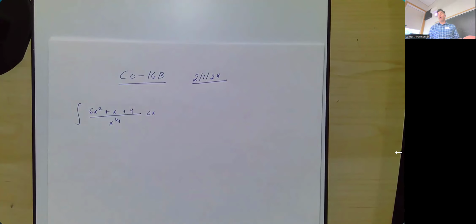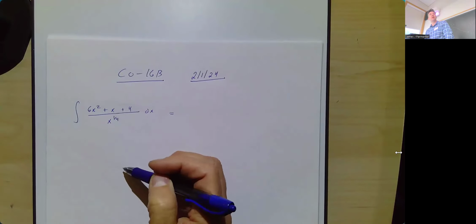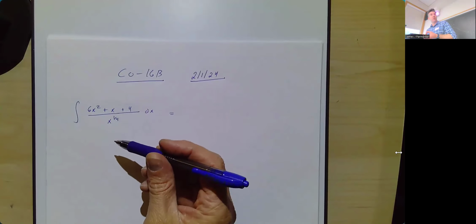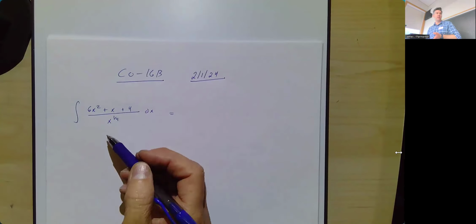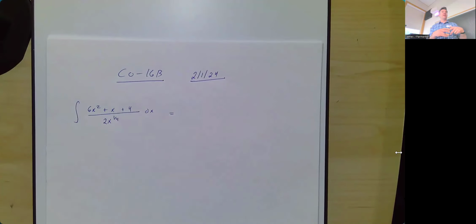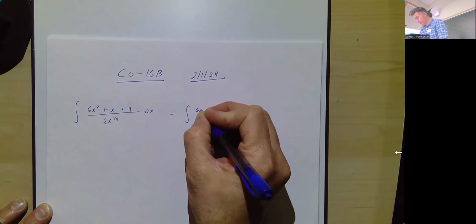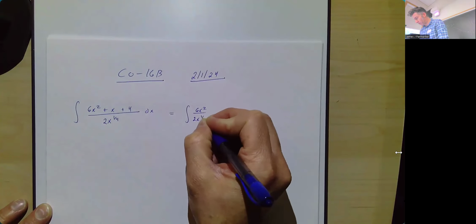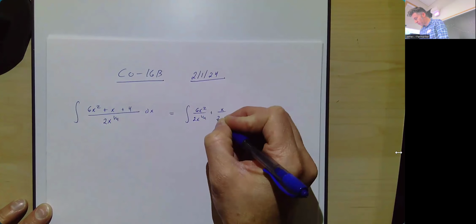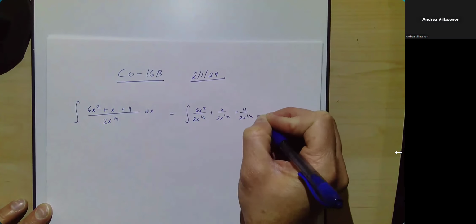I would first try simplifying it. When you have a quotient like this, where the denominator has a single term, and it would be okay if it was like 2x. In fact, let's make it 2x to the 1/4. That's still a single term because I don't have more than one thing added to it, right? It's just itself. So in this case, you can either rewrite it as 6x squared over 2x to the 1/4 plus x over 2x to the 1/4 plus 4 over 2x to the 1/4.